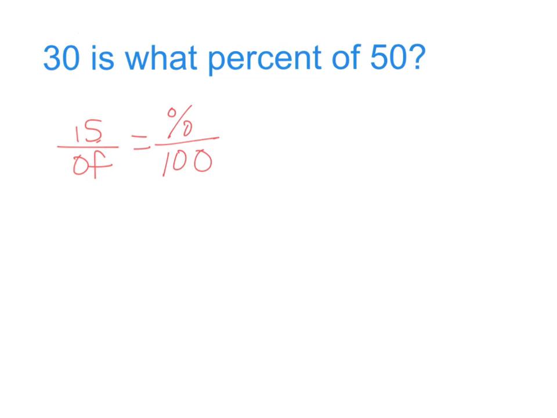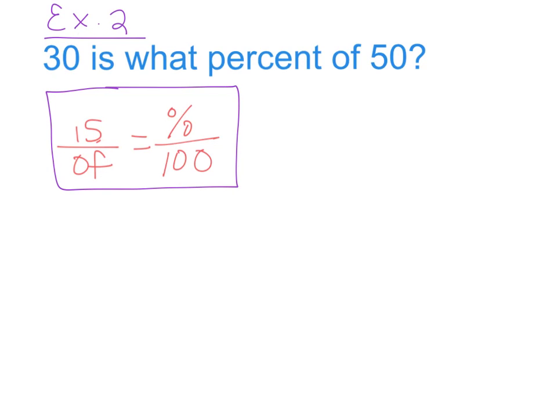Okay, now sometimes the questions are worded differently, and I'm going to word them sometimes like this. So for example, this question says, let's put this as example 2. 30 is what percent of 50? So I'm going to use this proportion, is over of equals percent out of 100, to help me solve this question. So the first thing I'm going to do is set it up just like I would in my previous proportions.